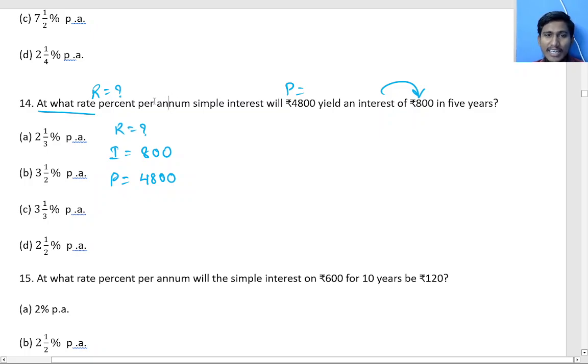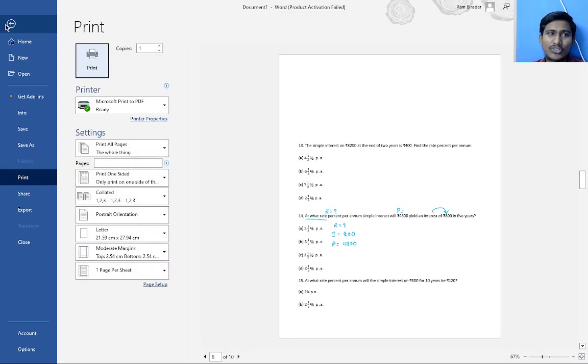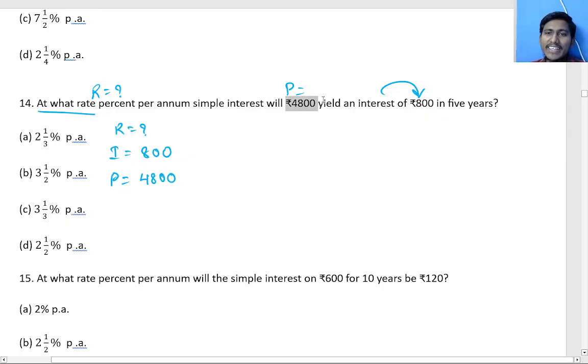So here, at what rate per annum will it give an interest, right? 4800, an interest of 800. So 800 is the interest in 5 years. So time is how much here? 5 years. Okay? So time is 5 years. So how do we find the rate of interest? R is equal to simple interest into 100 divided by PT.